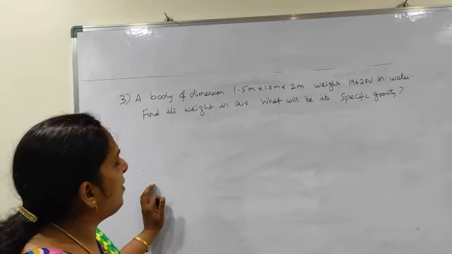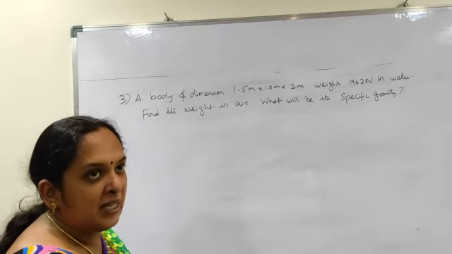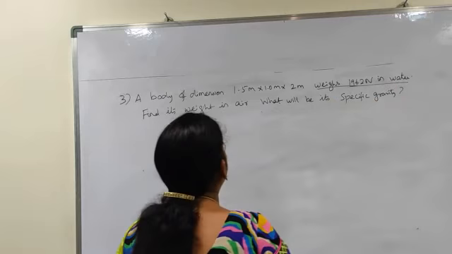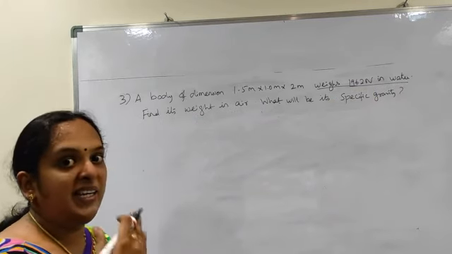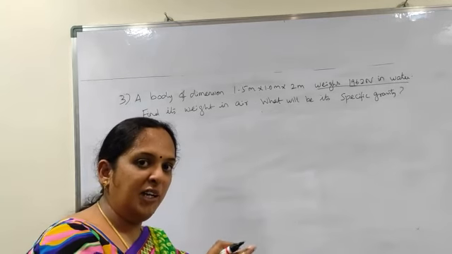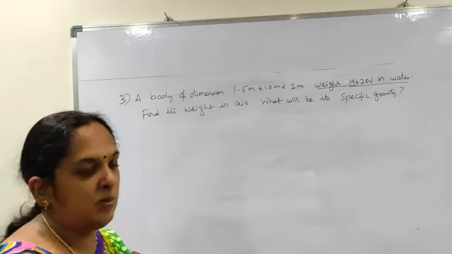A body of dimension 1.5 meter into 1 meter into 2 meter weighs 1962 Newton in water. So that is the weight of the body in water given. Find its weight in air. What will be its specific gravity? They have given the weight in water, so we have to find out the weight in the air and its specific gravity.